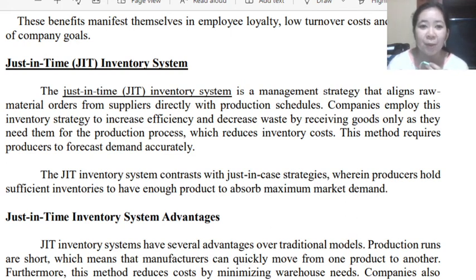Under just-in-case, producers hold sufficient inventories to have enough products to absorb maximum market demand. So that's under the just-in-case strategy. This is the opposite under the just-in-time inventory system.